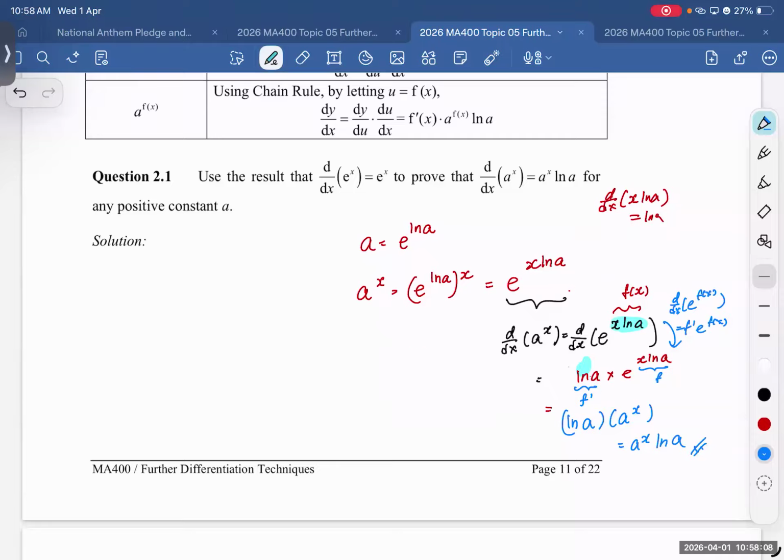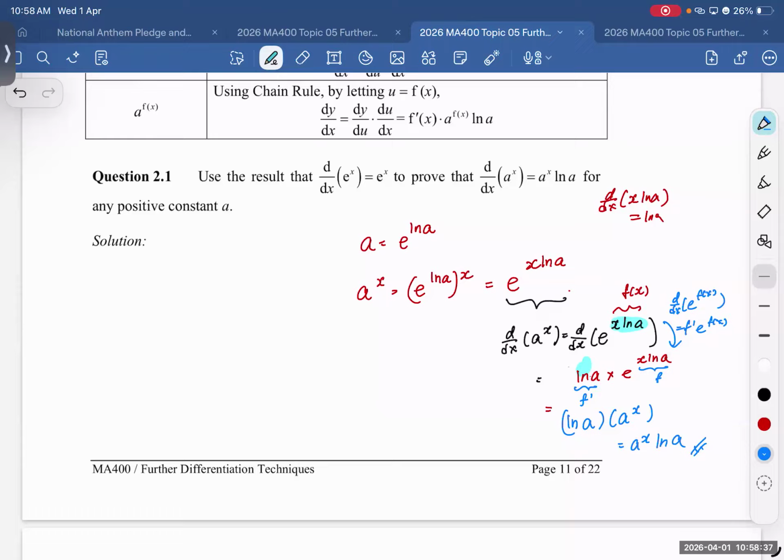So after that, I look at this part. Let me go through this part. Let's go from here. Okay, understand? I still have four minutes here. So differentiate e power x log a. Okay, so look carefully.